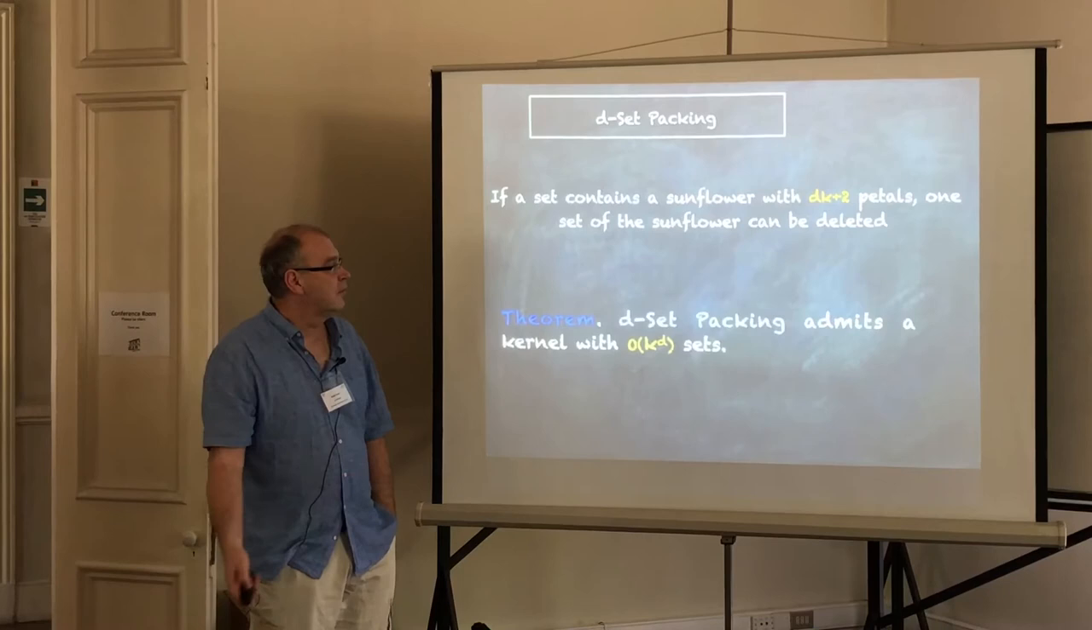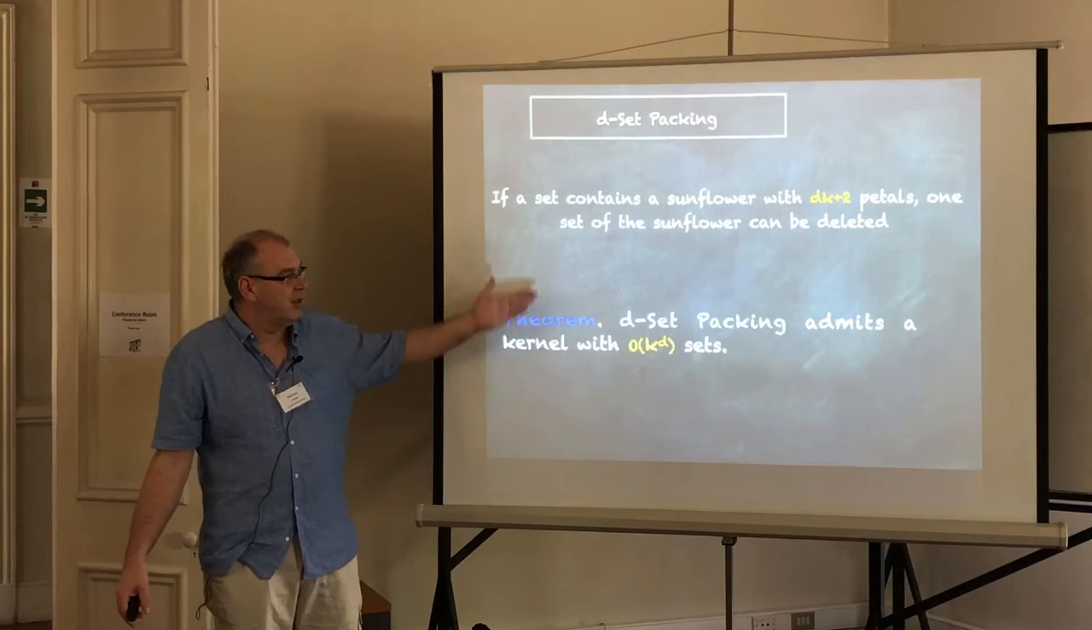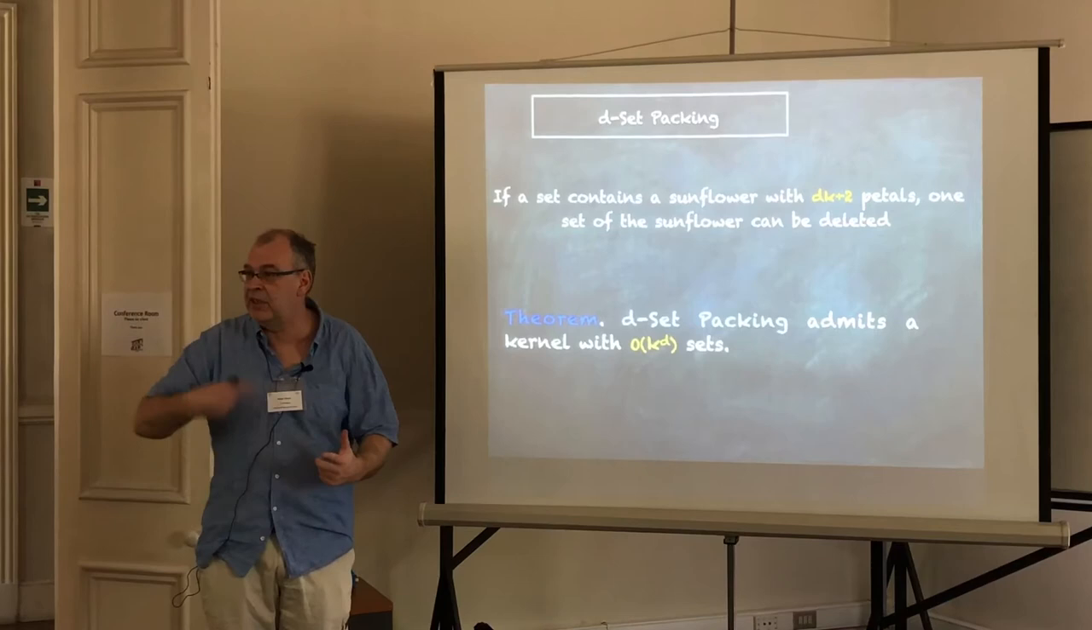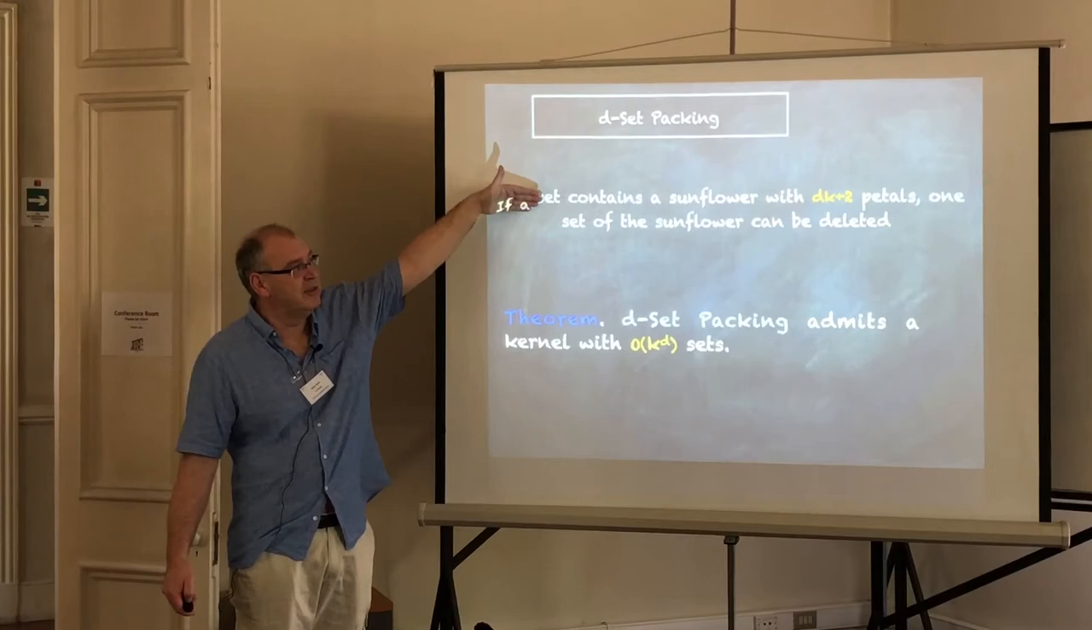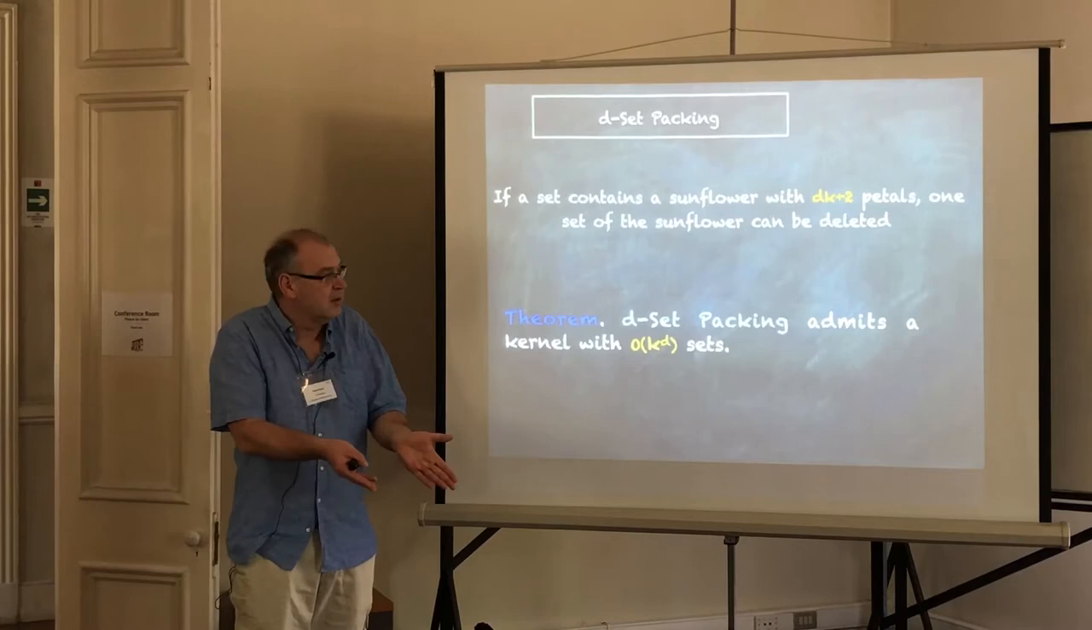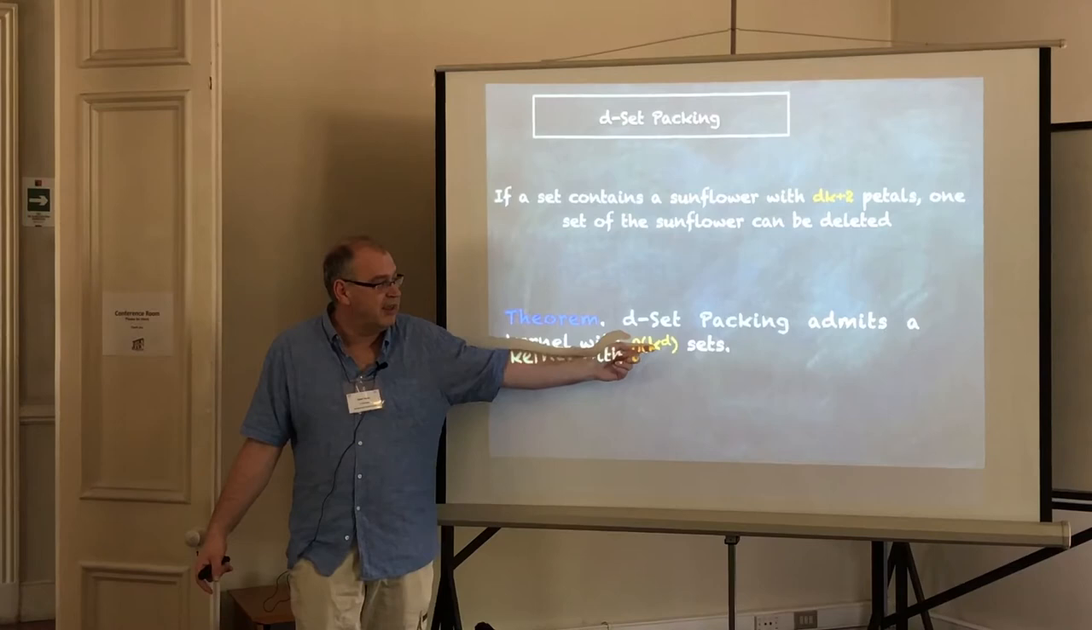Now I apply the sunflower lemma. So after the reduction rule, I don't have a sunflower with more than this number of petals. My reduction rule is, again, I find a sunflower, and if the sunflower contains more than d times k plus 2 petals, I just remove any set from this sunflower. Then I apply the sunflower lemma, and I know that this irreducible instance contains at most k to the power d sets.